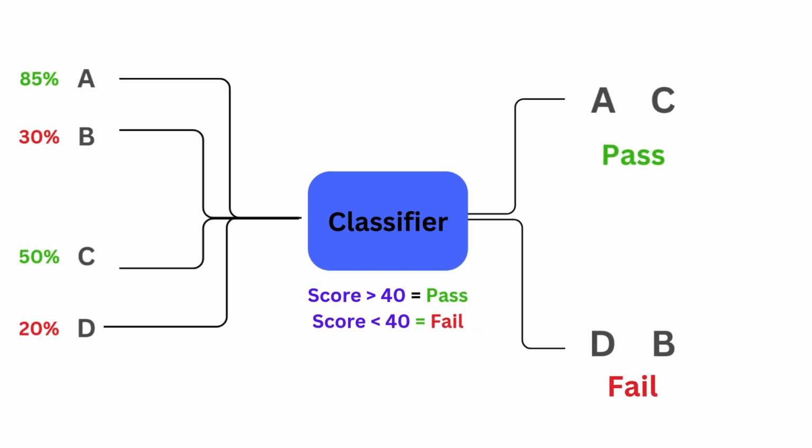Then, building the classifier. A machine learning model studies this data and identifies patterns. It learns that if the score is 40 or more, the student is likely to pass, otherwise they fail. Testing on new data. If a new student scored 75, the classifier predicts pass.